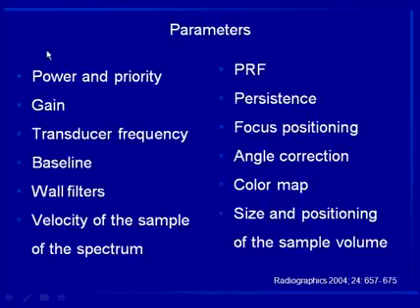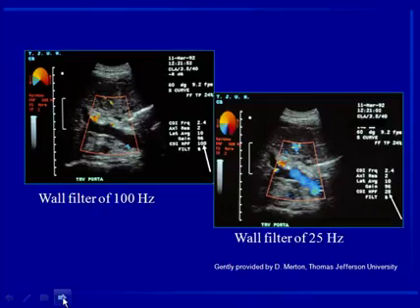Parameters: power and priority, gain, transducer frequency, baseline, wall filters, velocity scale of the spectrum, PRF, persistence, focus positions, angle correction, color map, size, and positioning of the sample volume are useful for this evaluation.